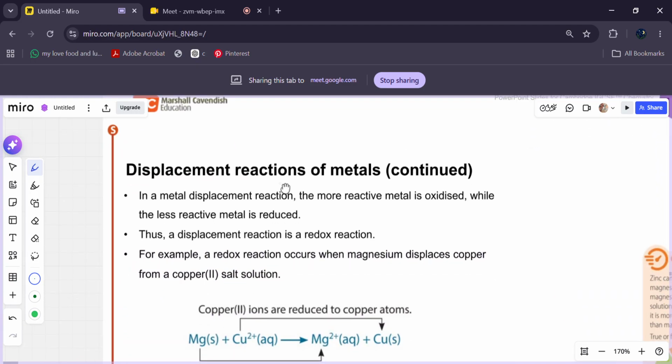So, displacement reactions of metals. In a metal displacement reaction, the more reactive metal is oxidized while the less reactive metal is reduced. Thus, a displacement reaction is also considered a redox reaction. For example, a redox reaction occurs when magnesium displaces copper from copper(II) salt solution. The more reactive metal magnesium reduces the copper(II) ions to copper, and magnesium itself is oxidized to magnesium ions.